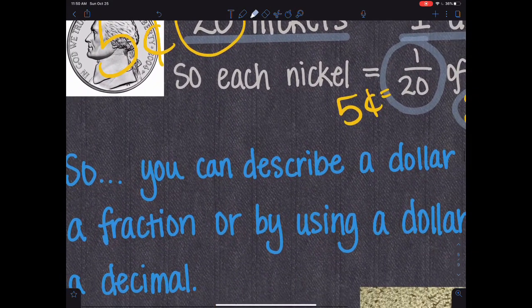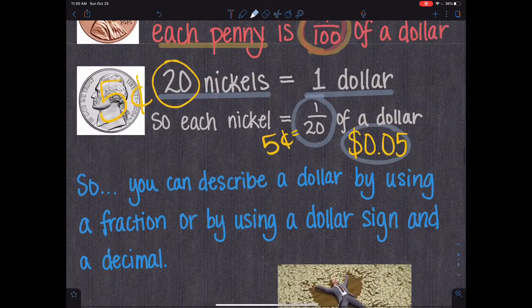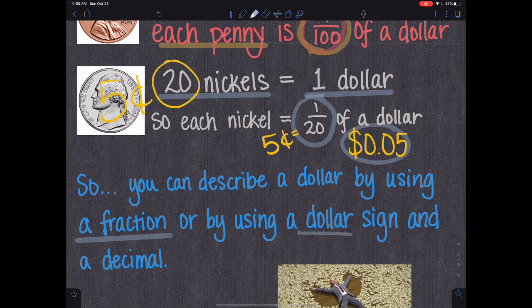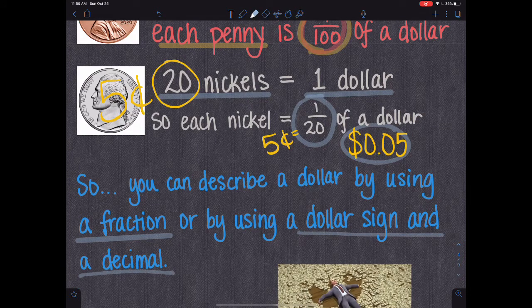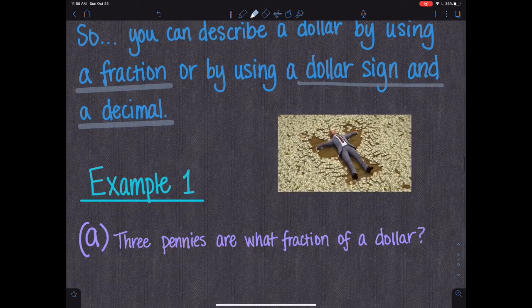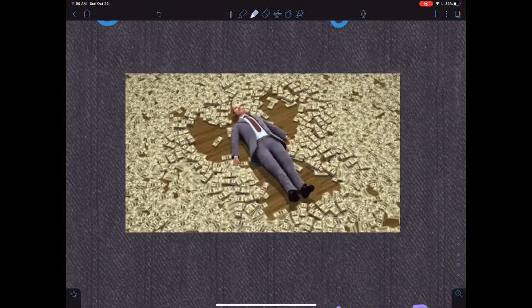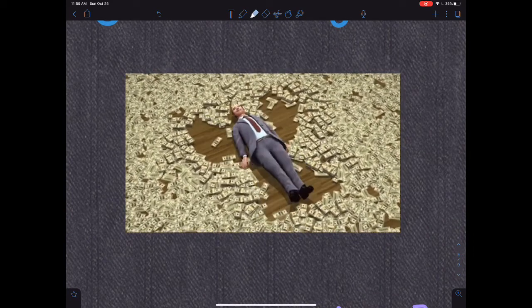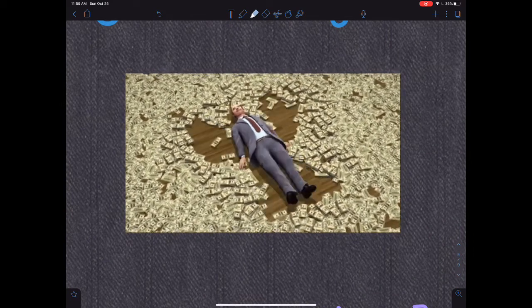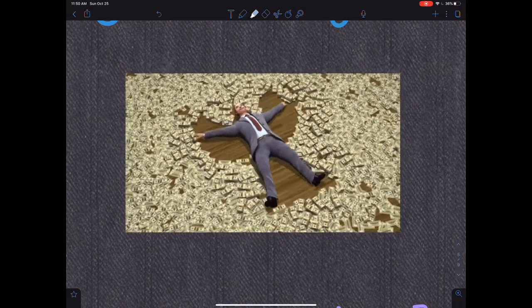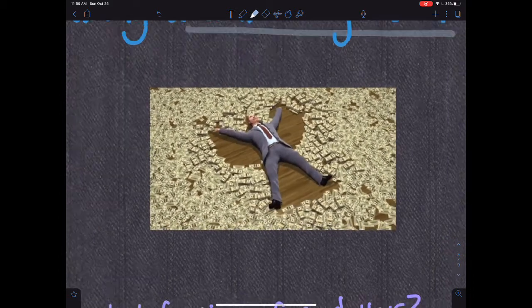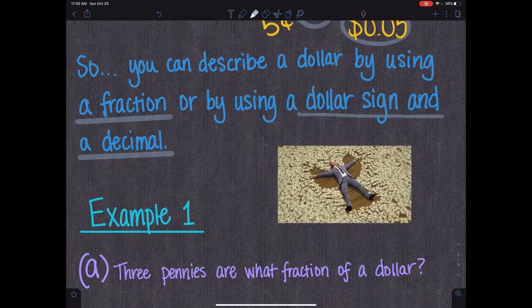So it says, you can describe a dollar by using a fraction or by using a dollar sign and a decimal. See, you're going to like this lesson because it explains more about money, and we have to know how to deal with money very carefully because you don't want to gyp yourself of any money, right? No one wants to do that. So we got to know this stuff.